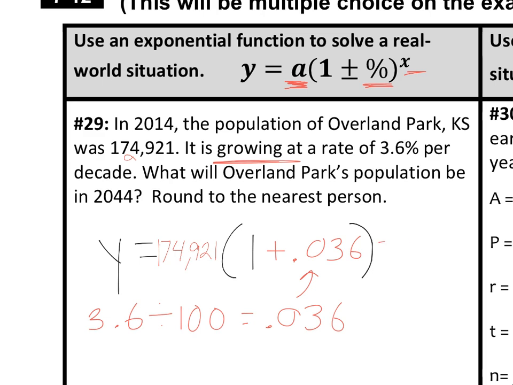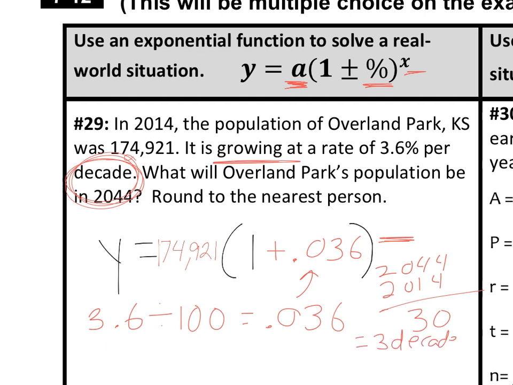Last thing we need up here is our x value for our exponent. That has to do with time. We are told that we're starting this in 2014 and ending in 2044. So 2014 subtracted from 2044 is 30 years. But we're not going to use the number 30 because we are told that this is in decades. So a decade is 10 years, so 30 years equals 3 decades. That 3 is going to be the exponent.